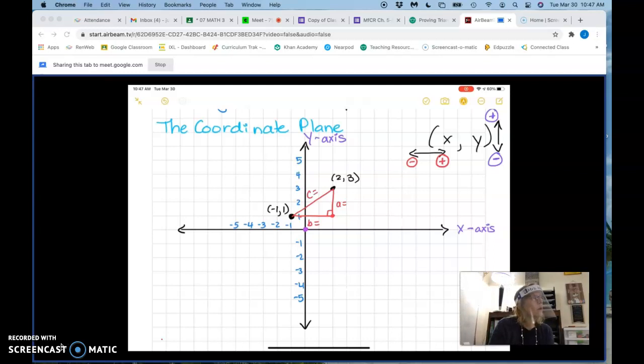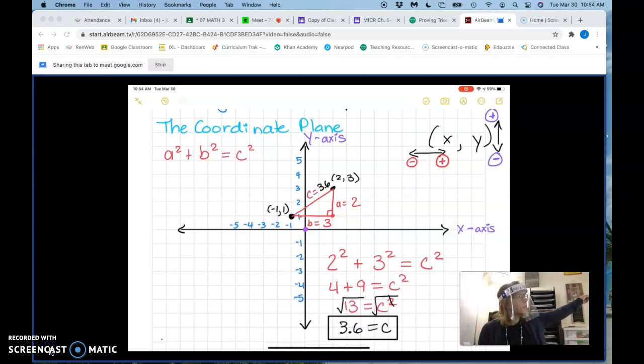So how many units long is A in this triangle? Okay, A is 2 squares and B is 3 squares. Now we're going to use our Pythagorean theorem again, plug it in, and solve and find out what C equals. Okay, so A is 2, so I'm doing 2 squared. B is 3, so I'm doing 3 squared, equals C squared. So pause the video and solve and see if you got our answer when we come back.